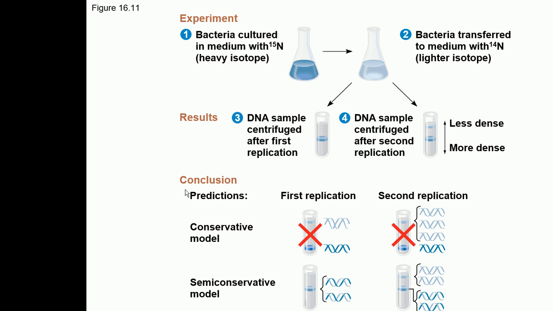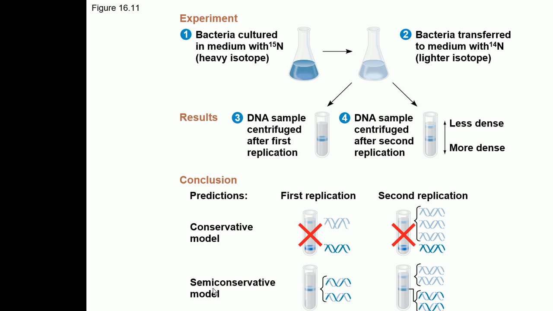So which means that according to the conservative model, on the density gradient there should be two bands, but they were getting one band. So it means that the conservative model is wrong. On the basis of the dispersive model, the two molecules of DNA which are going to be formed should have some patches of old DNA and some patches of new. So on the basis of that, they should get one band. It means, yes, maybe the dispersive model is correct.